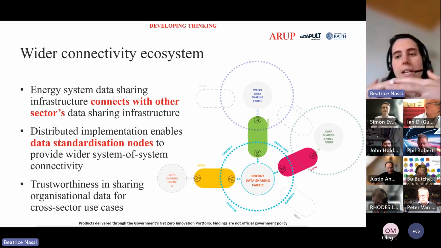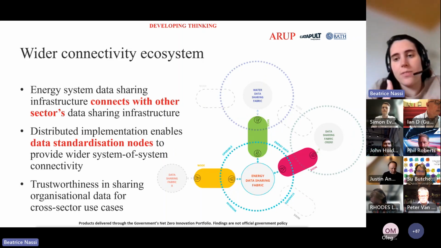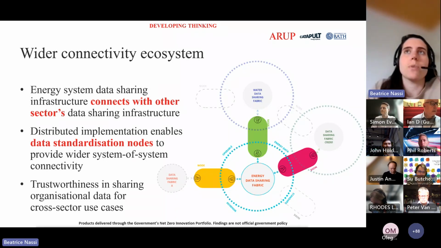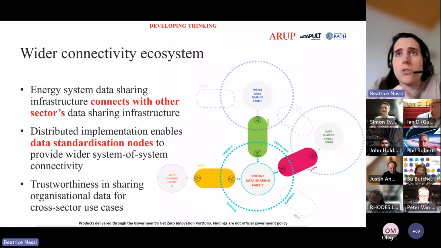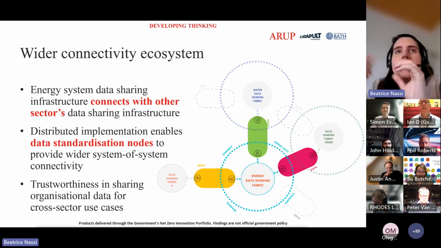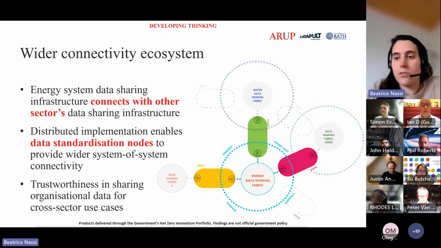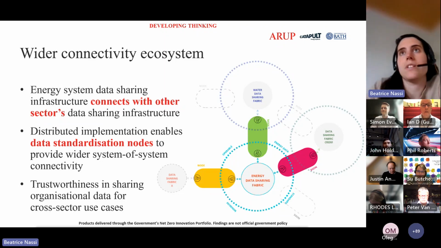How we're looking to do that is that we are thinking to basically leverage the distributed implementation of the data sharing infrastructure. So we have this concept of data standardization nodes that can link not just to the energy data sharing infrastructure, but also to the data sharing fabric of many other different sectors. So in the picture, you can see how some of these nodes are connected to a water future data sharing fabric, or potentially Credo, or any other. This effectively will help us provide, let's say, system of system connectivity. And will also allow us to bring forward and promote trustworthiness around sharing for cross-sector use cases.